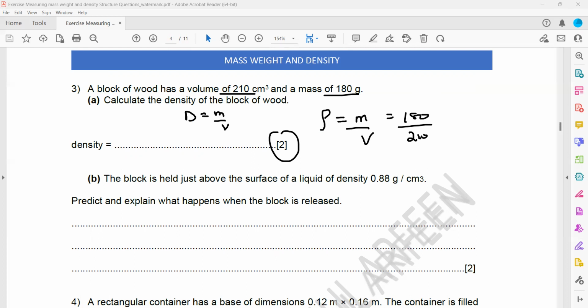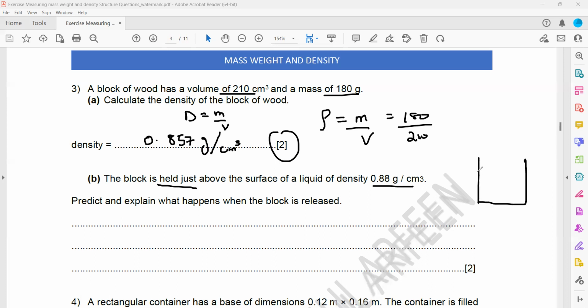So this will give us 0.857. And the mass was in gram and the volume was in centimeter cube. So the unit is gram per centimeter cube. If mass was in kilogram and the volume is in meter cube, then the unit will be kilogram per meter cube. The block is held just above the surface of a liquid with density 0.8.